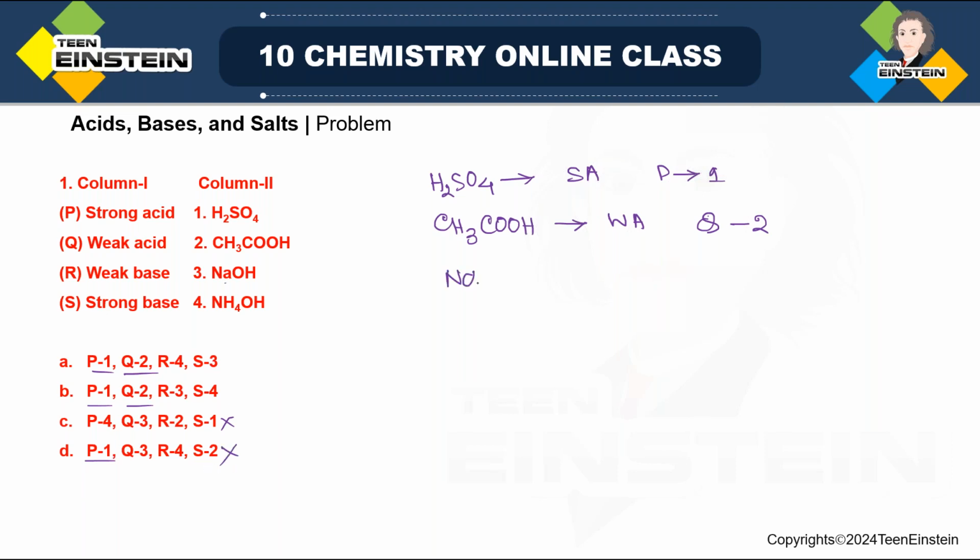Next is NaOH. NaOH is a strong base. That means 3 should be matching with S. Right? 3 is matching with S. That means option A should be the correct option. And only R is left. When it is NH4OH, it is a weak base, and weak base is R. Fine. So comparing both sides, we have reached the correct option, which is the first option, right?